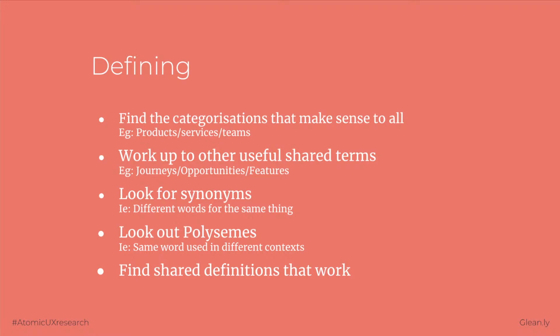So once we've actually started with our initial taxonomy, the next thing we need to do is start defining it. So we need to find the categorizations that make sense to all in the organization. I talked earlier about products, services, teams, departments, those kinds of things, but perhaps they don't make any sense in your organizations. What other useful shared terms do you have? Do they talk in terms of journeys and opportunities and features, or do they have different ways of thinking about it? A really key one is looking out for synonyms.